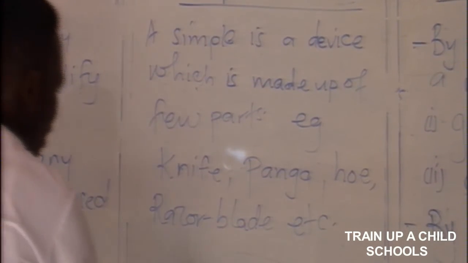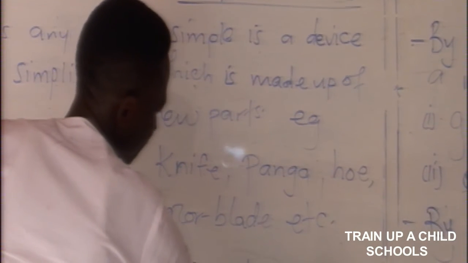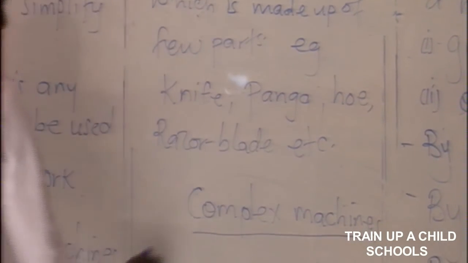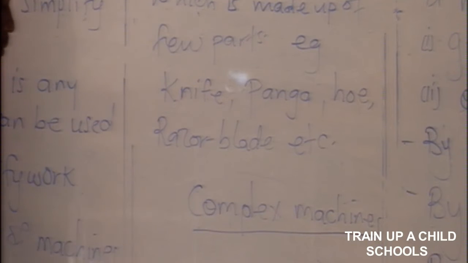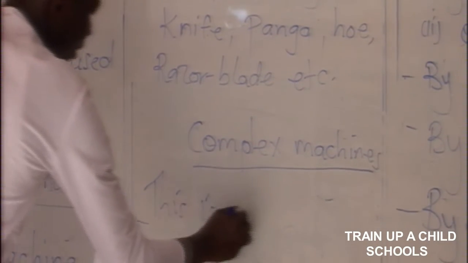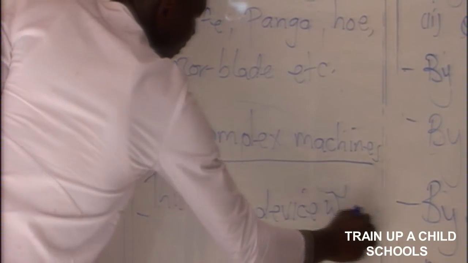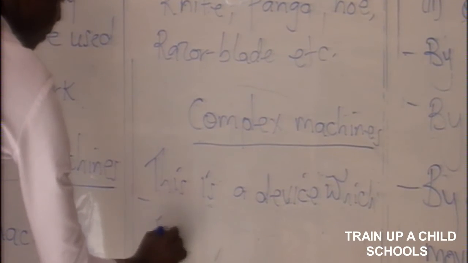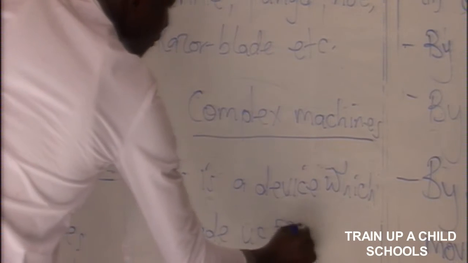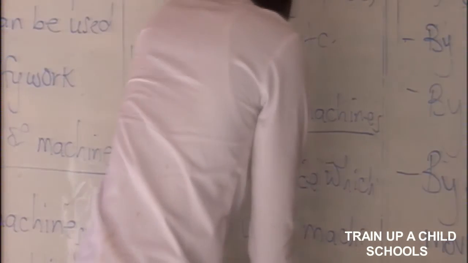We also want to look at the definition of complex machines. What's a complex machine? That's a very, very cheap question. This is a device which is made up of many parts.